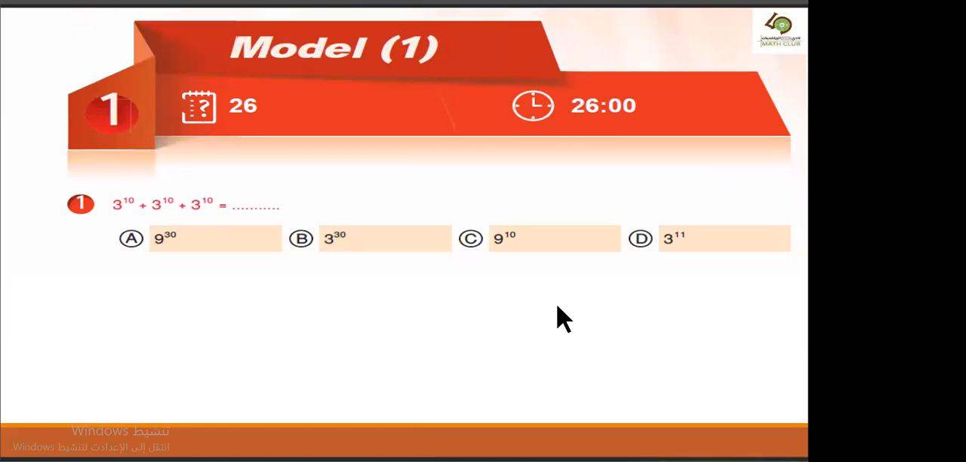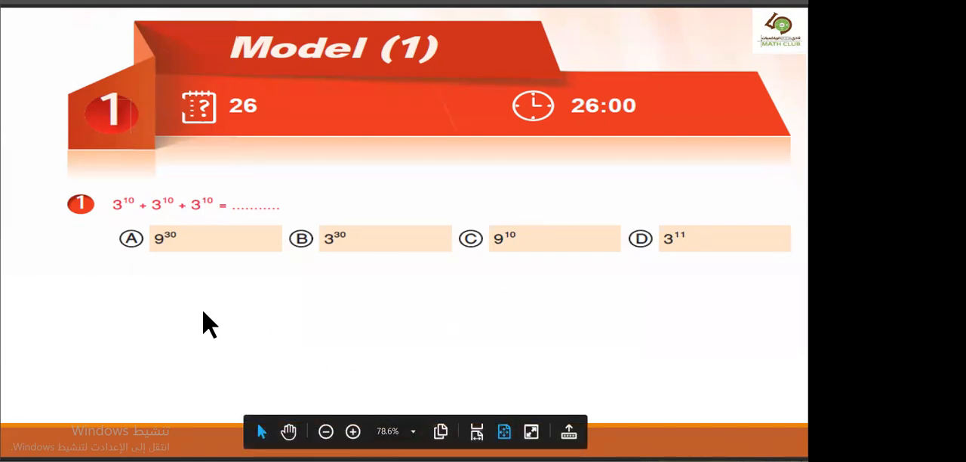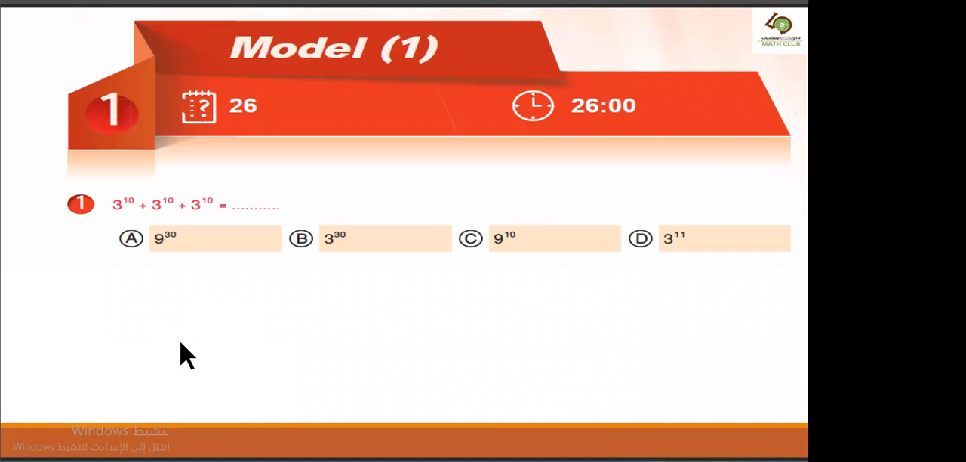3 to the power 10 plus 3 to the power 10 plus 3 to the power 10. What is the answer? Think with me. Are you with me, team? What is the answer here? Think please, and I want to choose the correct answer.